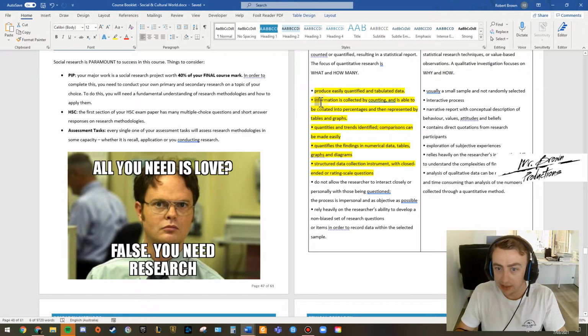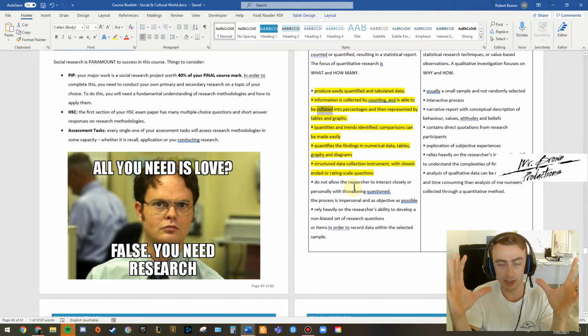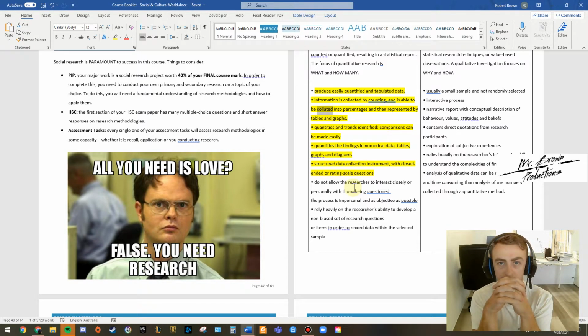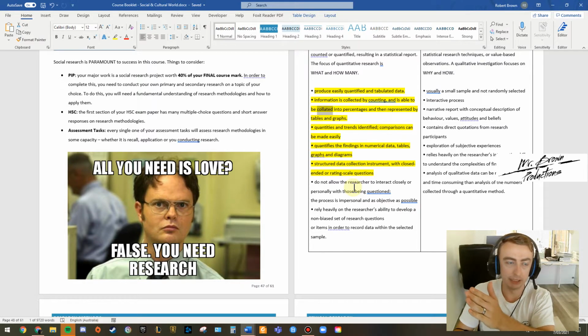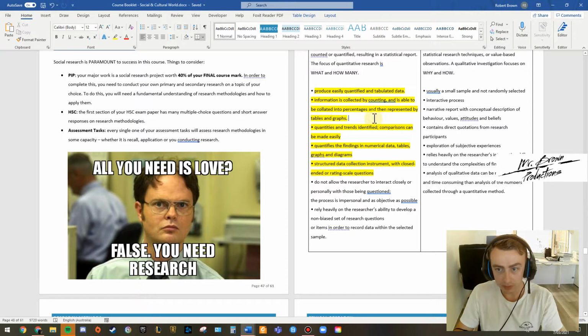Another strength is that information collected by counting is able to be collated into percentages and then represented by tables and graphs. So the other key strength of it is that it can be collated into percentages. Collated just means they get all this big data and then they are able to put it into a small percentage that's easy to read and manage. So they get something big and they make it smaller. That's kind of what collating is. You're sorting it into different and more achievable, manageable chunks. And it's really easy to do that because they're numbers. And then, of course, you can put it into tables and graphs again.